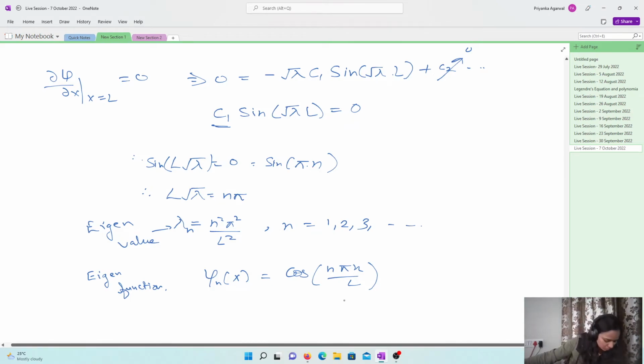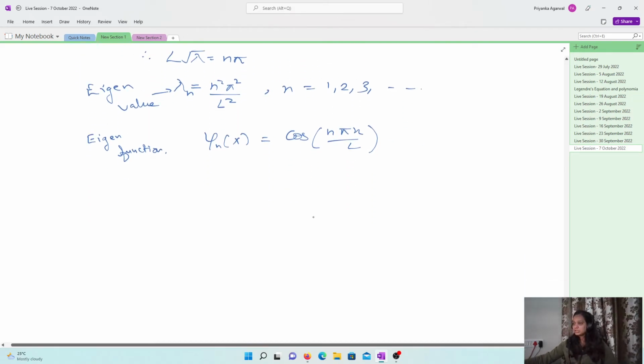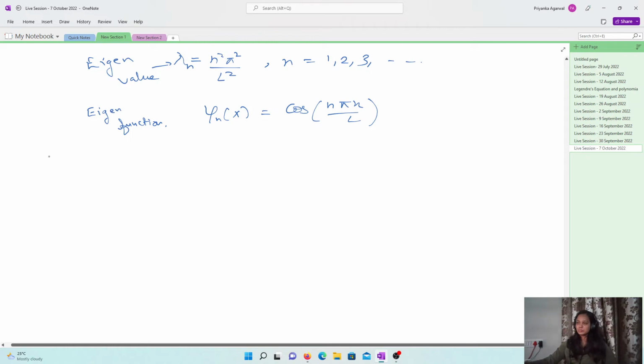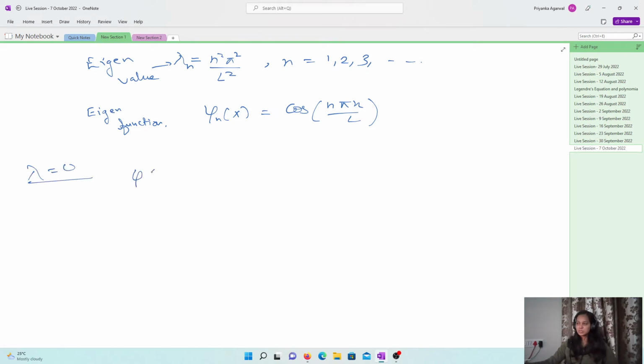If not, we will move to the next case where lambda is equal to 0. In that case, as you saw earlier, the solution was C1 plus C2 x. Now if we apply the first boundary condition, del psi by del x at x equal to 0 equal to 0, let's write del psi by del x, which is C2.